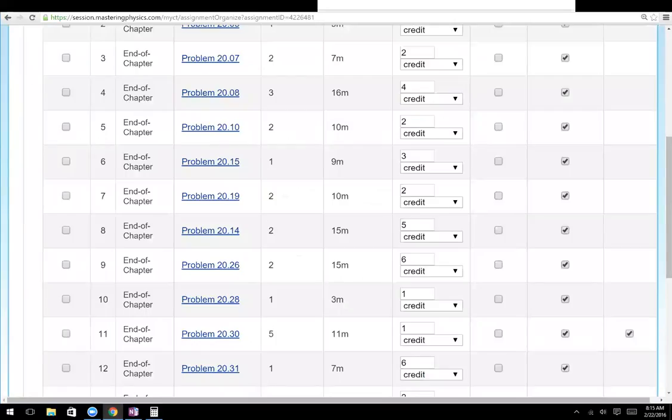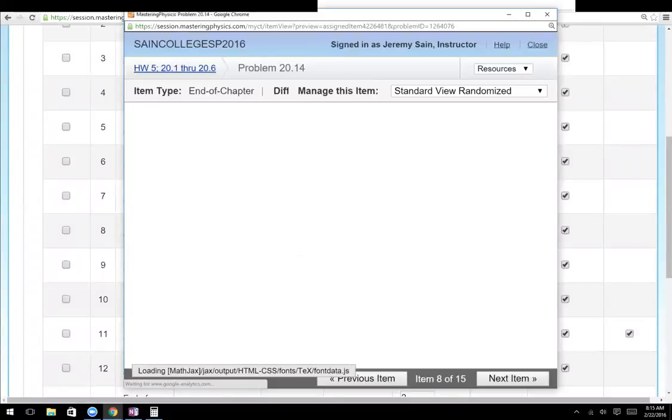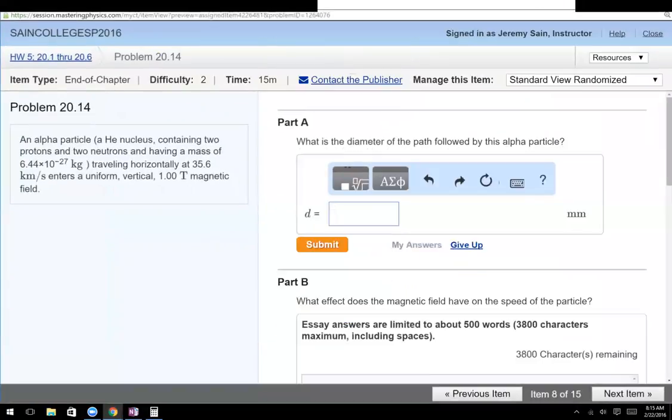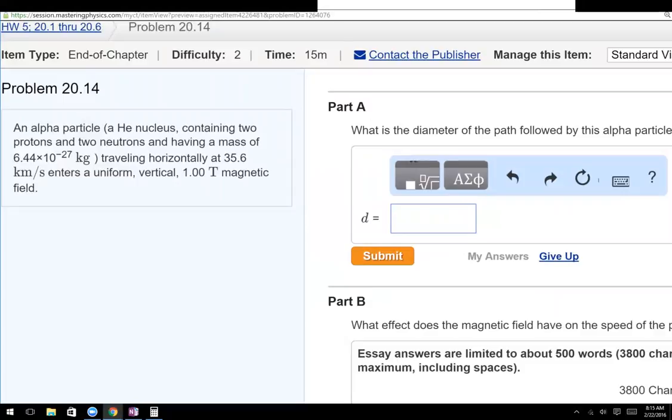All right. So that was 19. Let's look at 14. And then depending on how this one goes, we may jump down to the 5 or we may do the next one first. So now for the particle, a helium nucleus, so 2 protons, 2 neutrons, actually.